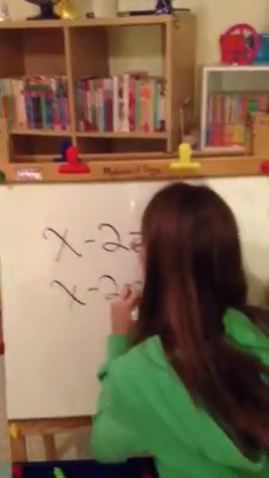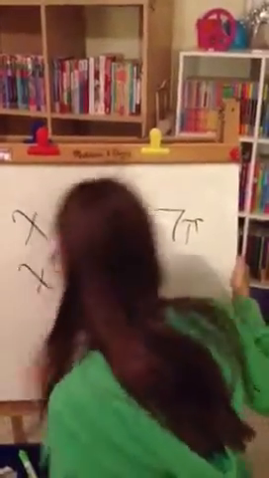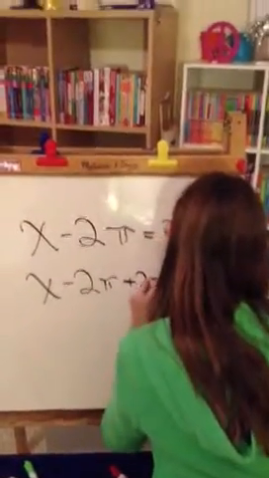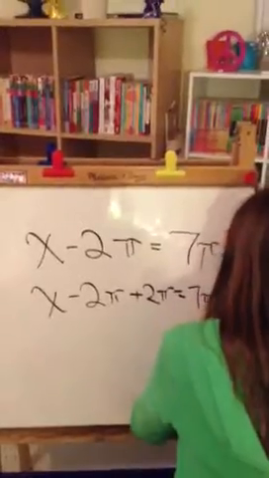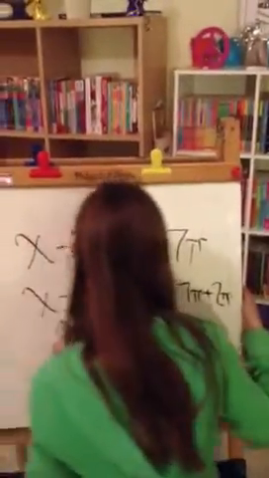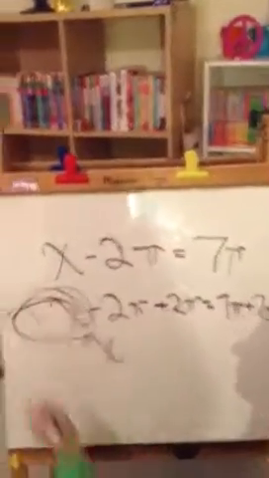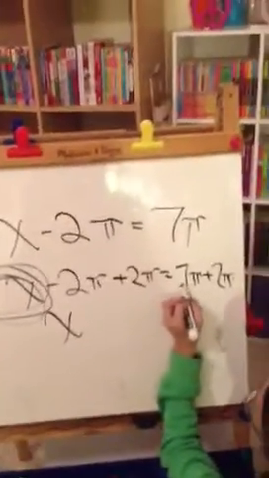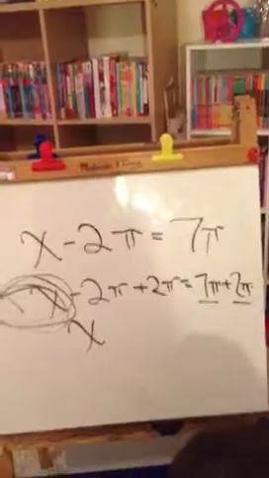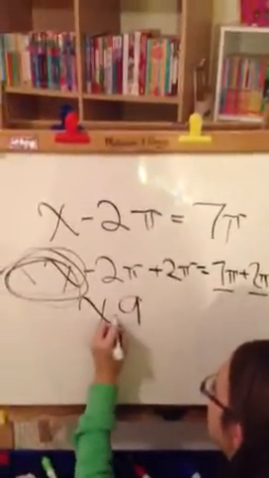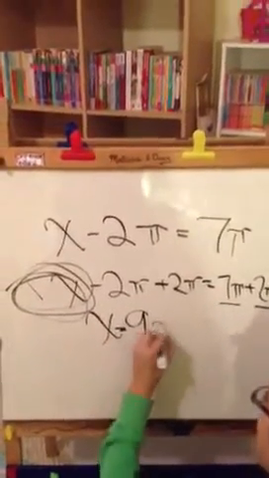Okay, x minus 2 pi plus 2 pi equals 7 pi plus 2 pi. You gotta isolate that variable x. So you're gonna do 7 pi plus 2 pi, which will equal 9 pi.